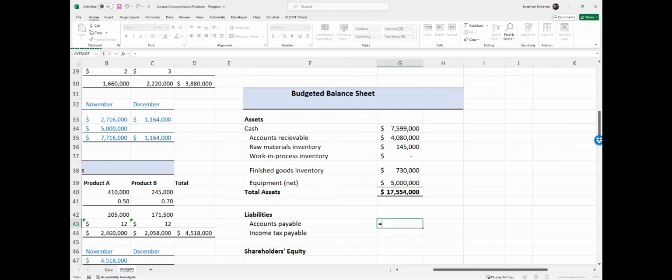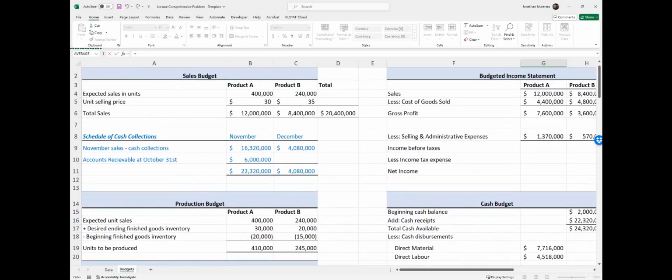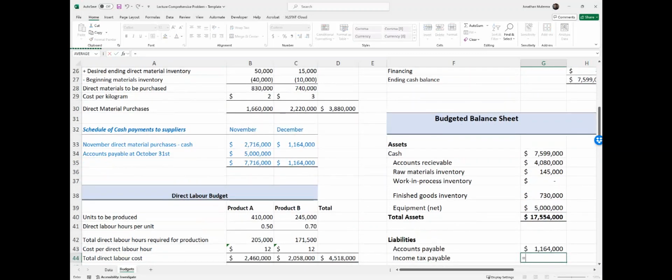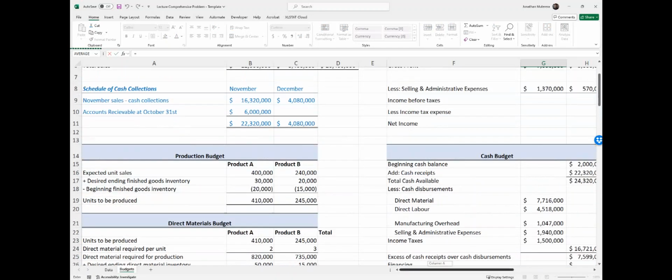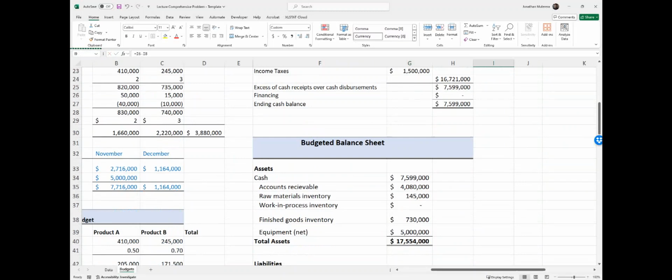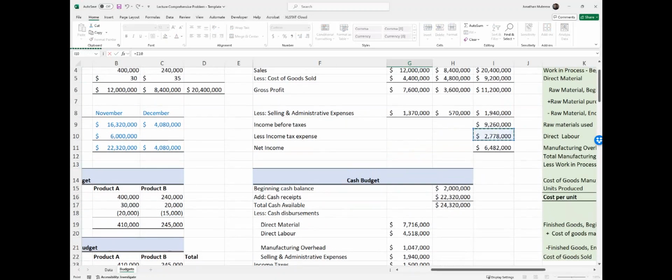So your accounts payable, remember there was a certain amount for direct material. If we go up on the direct material, a certain amount was not paid in November, but it would be paid in December. So this will be payable. And then income tax, remember it wouldn't be paid, so we go to the income statement. The income tax was not paid. It would be paid in December. So we need to grab that amount. Okay, grab that amount.